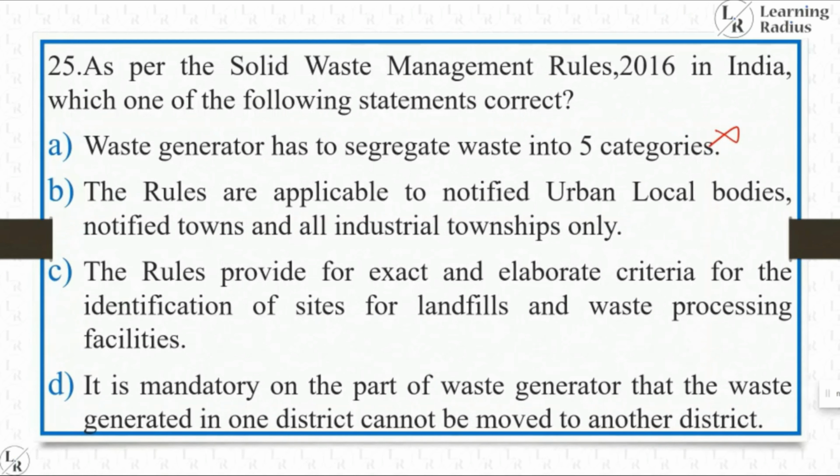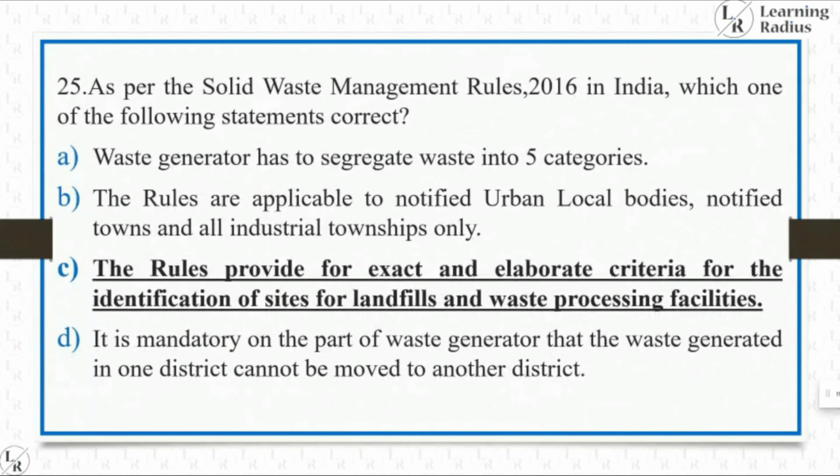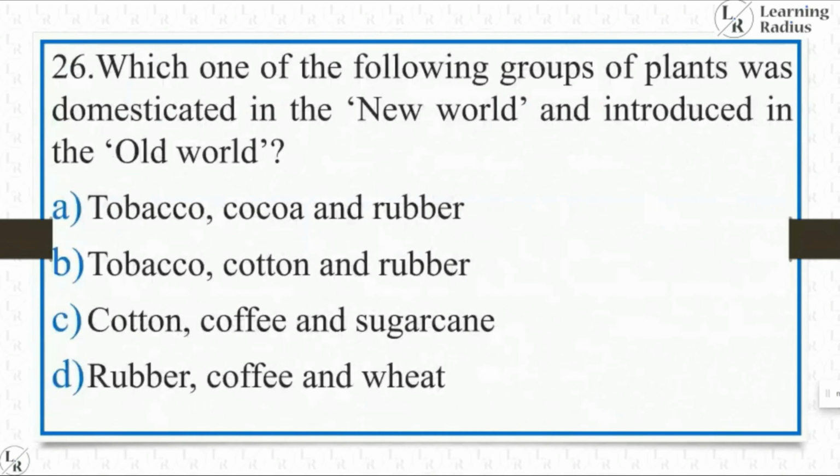The rules are applicable to notified urban local bodies, notified towns and all industrial townships only, that is wrong. The rules provide for exact and elaborate criteria for the identification of sites for landfills and waste processing facilities, that is right. The statement that waste generated in one district cannot be moved to another district is wrong. So among A, B, C, D, it is C. Now, the first statement should be that the waste generator has to segregate waste into 3 separate streams, that is the right one. It is not 5 categories. Let's come to the next question.